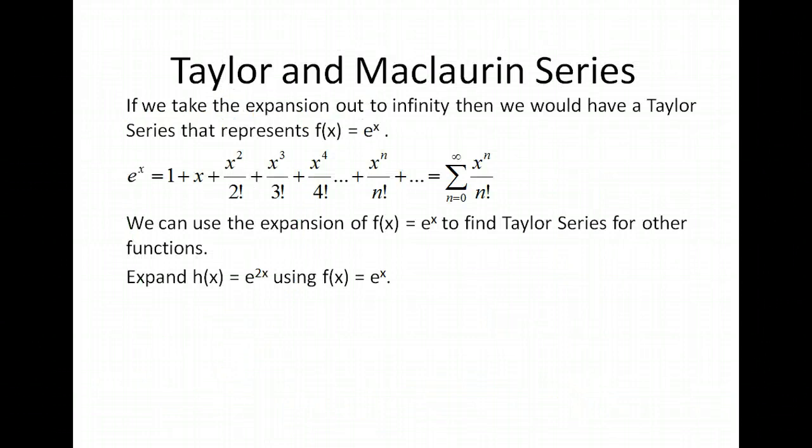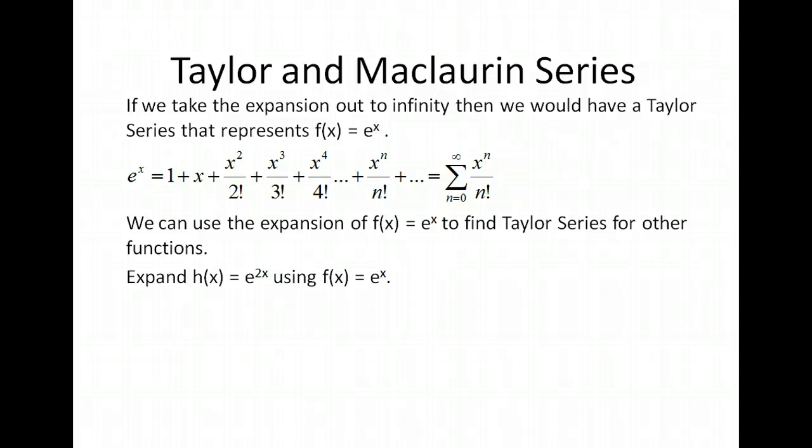So if we take it out to infinity, we can rewrite the polynomial as a series. So we have the sum of n equals 0 to infinity of x to the n over n factorial. We call this e to the x expansion an elementary function. We can take the e to the x function and use it to create series for other functions that are similar to e to the x.